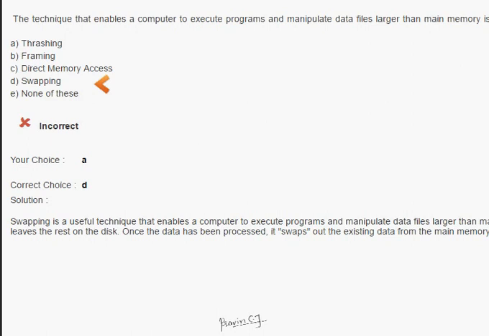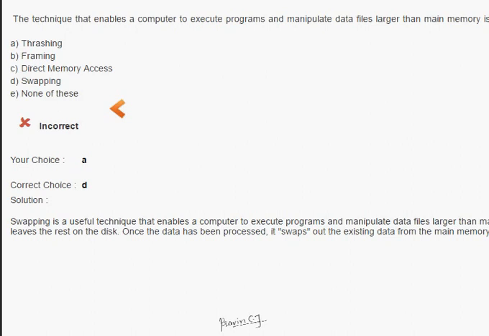When a data file is larger than the main memory, the computer is unable to execute it directly, so the execution is done after swapping. The operating system copies as much data as possible into main memory and leaves the rest of the data on the disk. Once the data has been processed, it swaps out the existing data from the main memory and swaps in additional data. That is done.